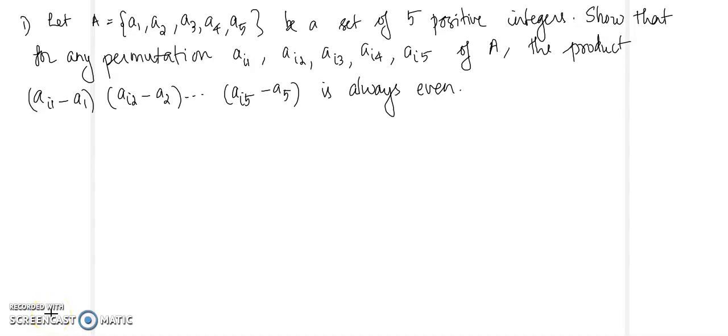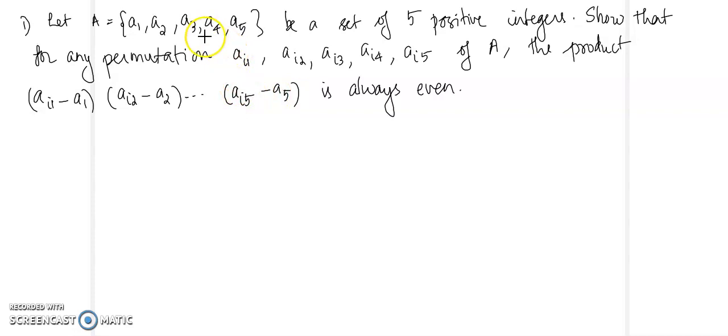Hello, so in today's class we will see a few more problems using pigeonhole principle. So the first question is, you are given a set of 5 positive integers a1, a2, a3, a4, a5. Then we need to show that for any permutation ai1, ai2, etc., ai5 of a, the product (ai1 minus a1)(ai2 minus a2) etc. (ai5 minus a5) is always even.